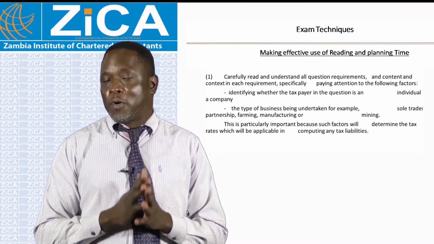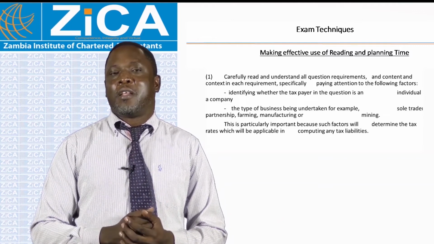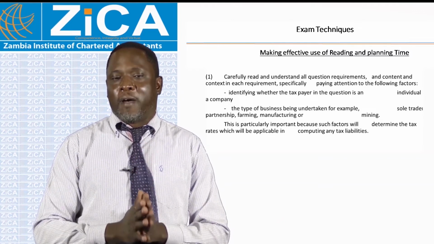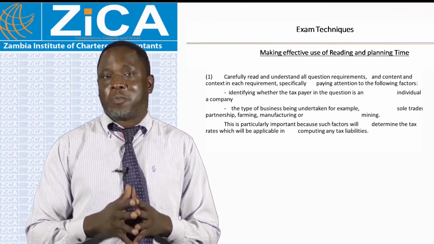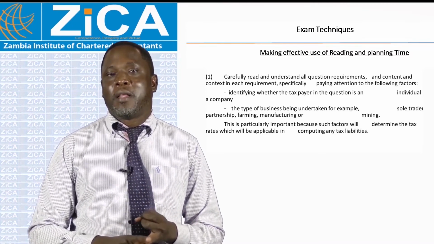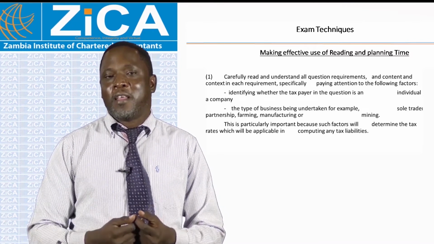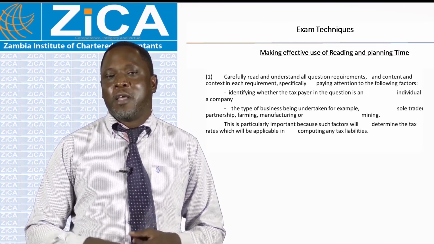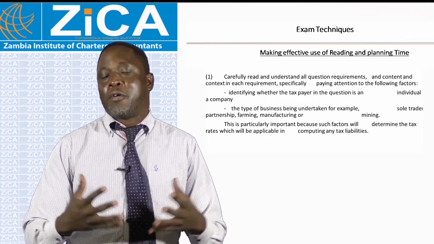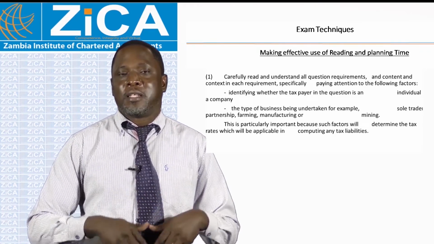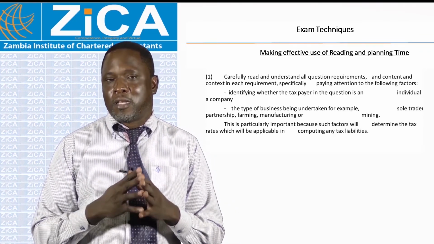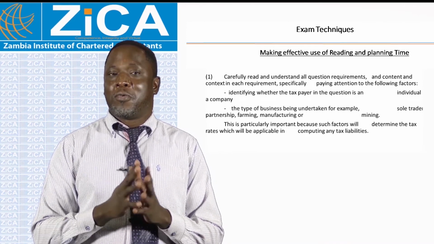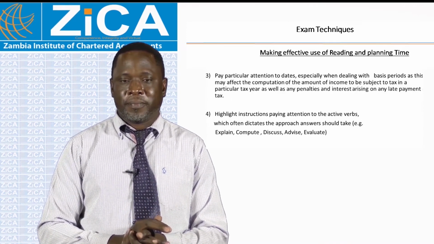So it is always important, as you are reading the question, that you clearly identify, number one, the type of taxpayer you are dealing with, individual or a company. If it is a company, go further. What type of company am I dealing with? Is it mining? Is it farming? Or is it just an ordinary company? Why is that important? It determines the rates you are going to use to tax that taxpayer.